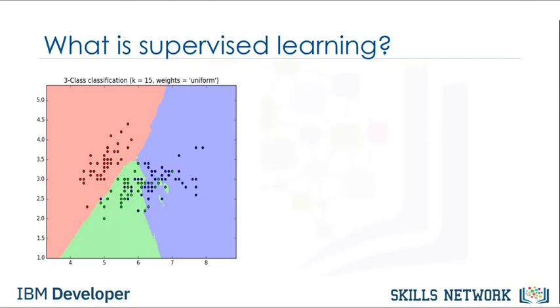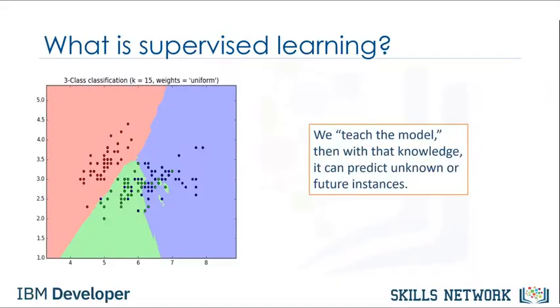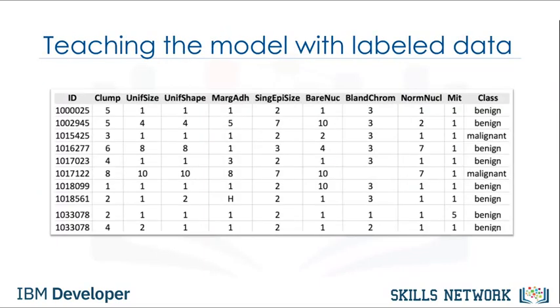So, how do we supervise a machine learning model? We do this by teaching the model. That is, we load the model with knowledge so that we can have it predict future instances. But this leads to the next question, which is, how exactly do we teach a model? We teach the model by training it with some data from a labeled dataset. It's important to note that the data is labeled.